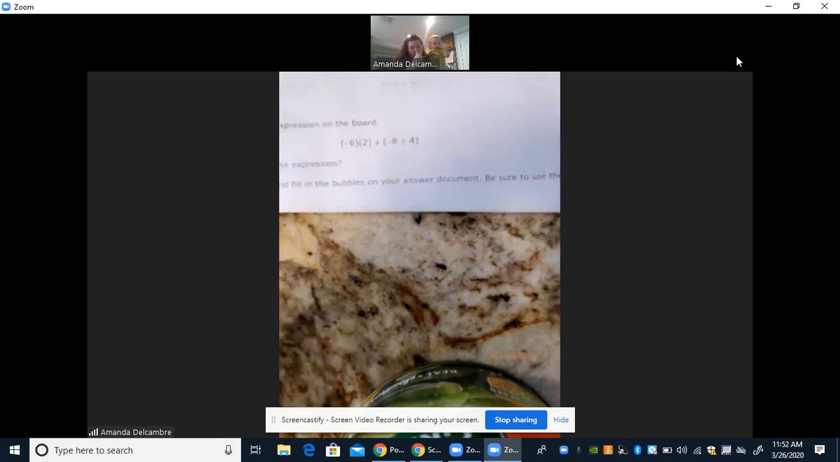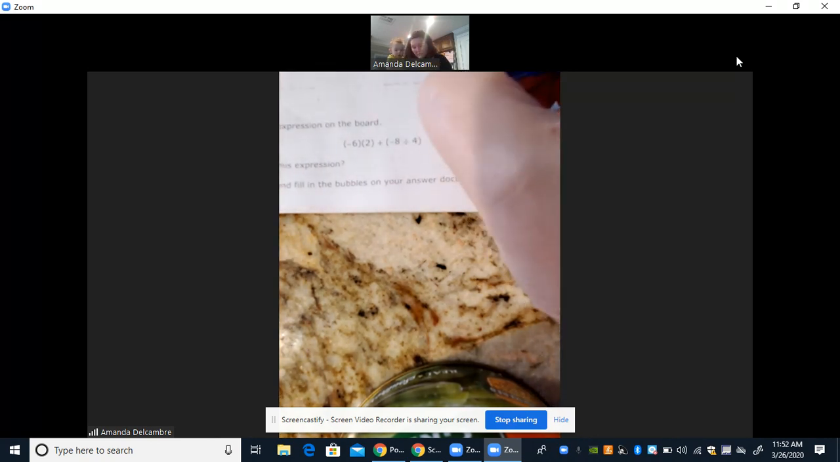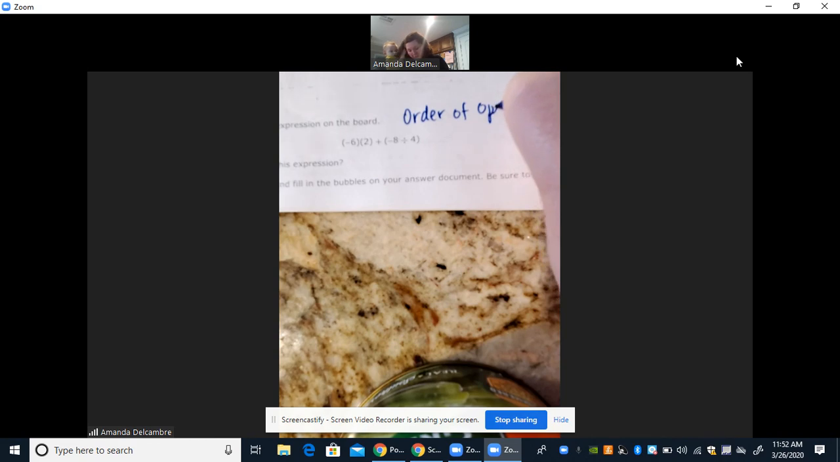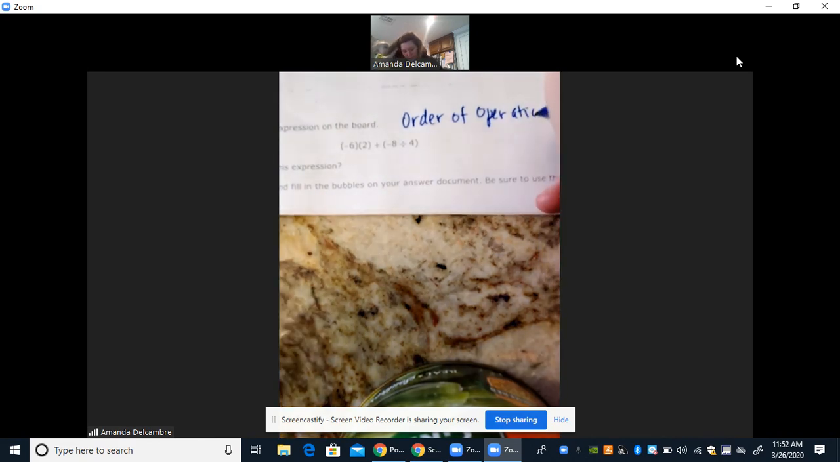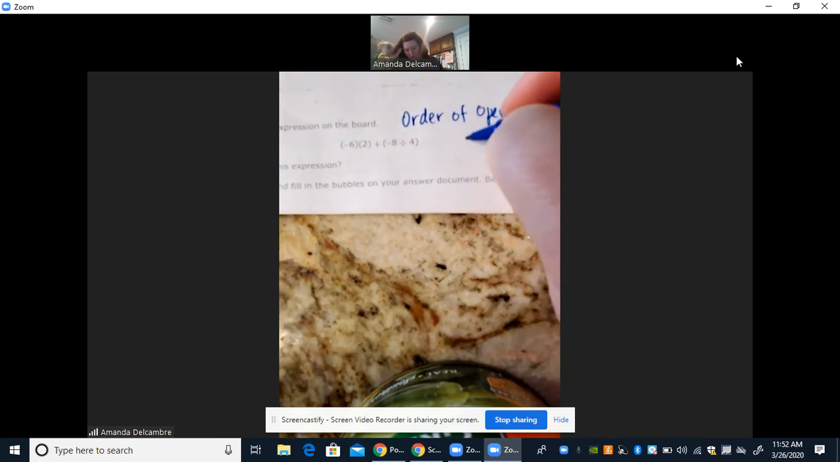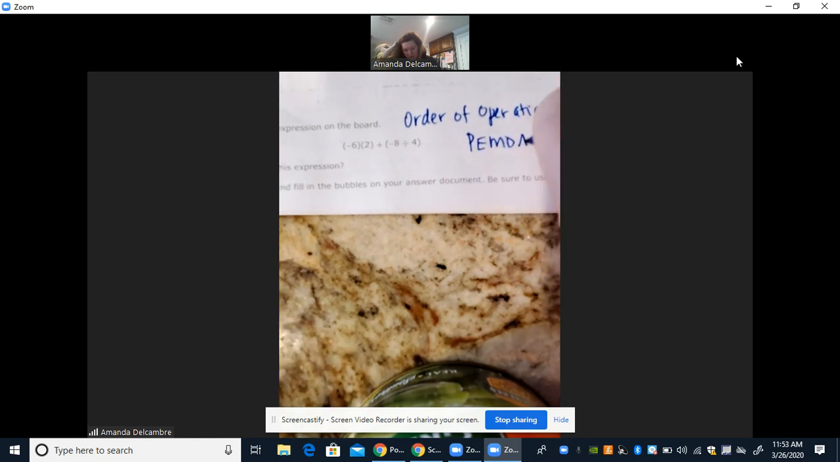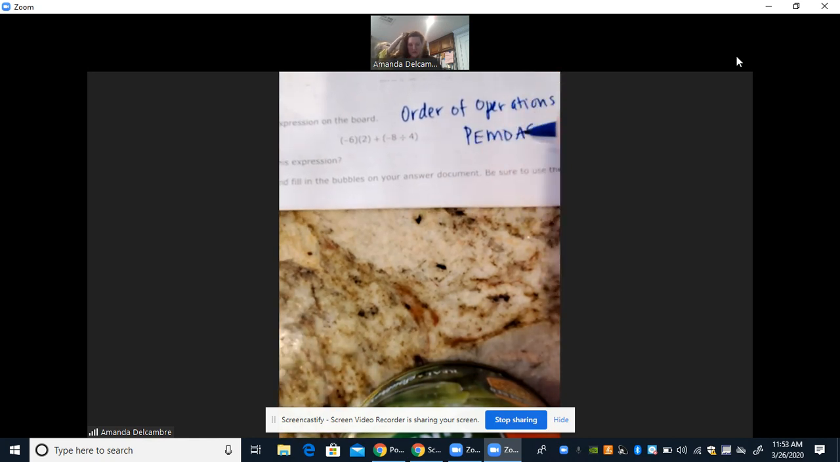All right, the teacher wrote this expression on the board. What is the value of the expression? Okay, so we're dealing with order of operations. So remember PEMDAS: parentheses, exponents, multiply, divide from left to right, add and subtract from left to right.